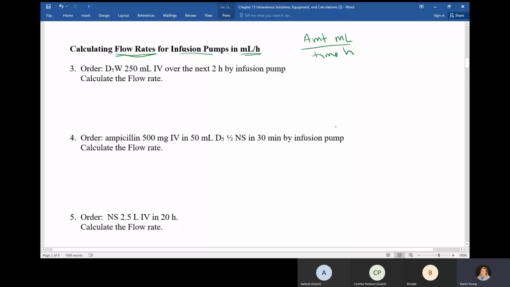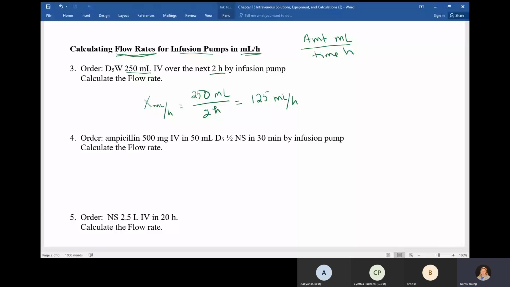So my order is for D5W, 250 milliliters IV over the next 2 hours by infusion pump. So my total amount is 250 milliliters, and it's over the next 2 hours. To get my milliliters per hour, I'm doing 250 milliliters divided by 2 hours. So take 250 divided by 2, we get 125 milliliters per hour. This will be the easiest stuff we do all day. Okay.